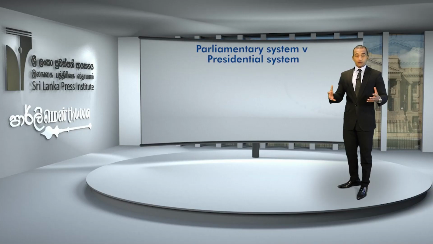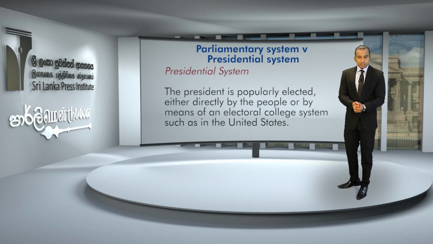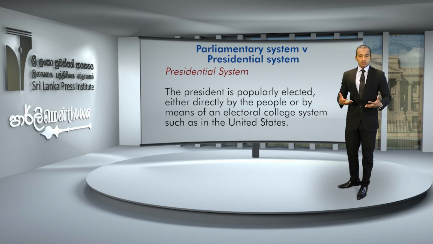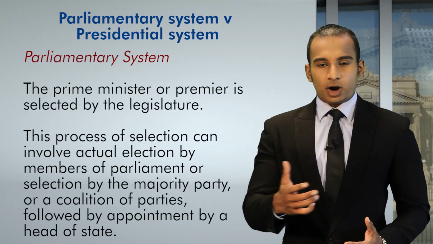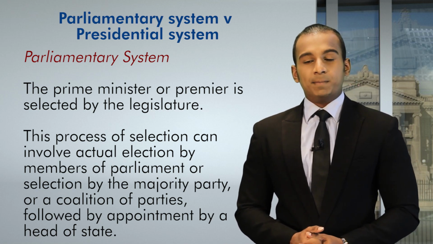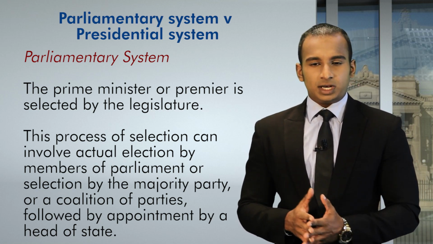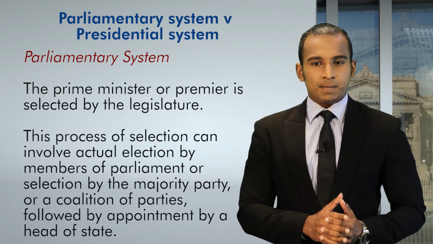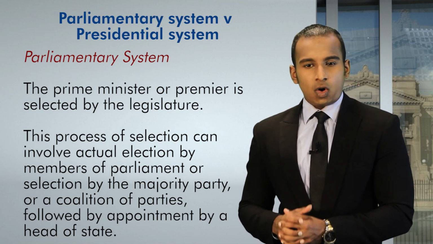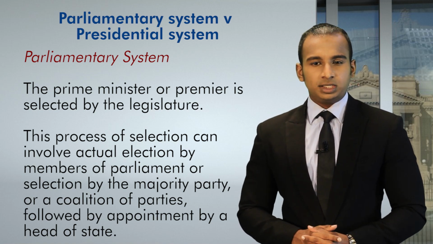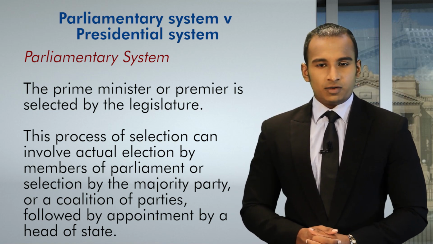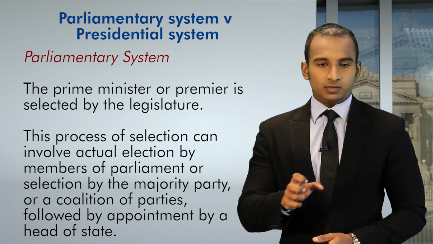Let's now look at the differences between a presidential system and a parliamentary system. In a presidential system, the president is popularly elected either directly by the people or by means of an electoral college system, such as what is seen in the United States of America. Under a parliamentary system, the Prime Minister or the Premier is selected by the legislature. Now, this process of selection can involve actual election by members of Parliament or selection by the majority party or a coalition of parties, followed by appointment of the head of the state.